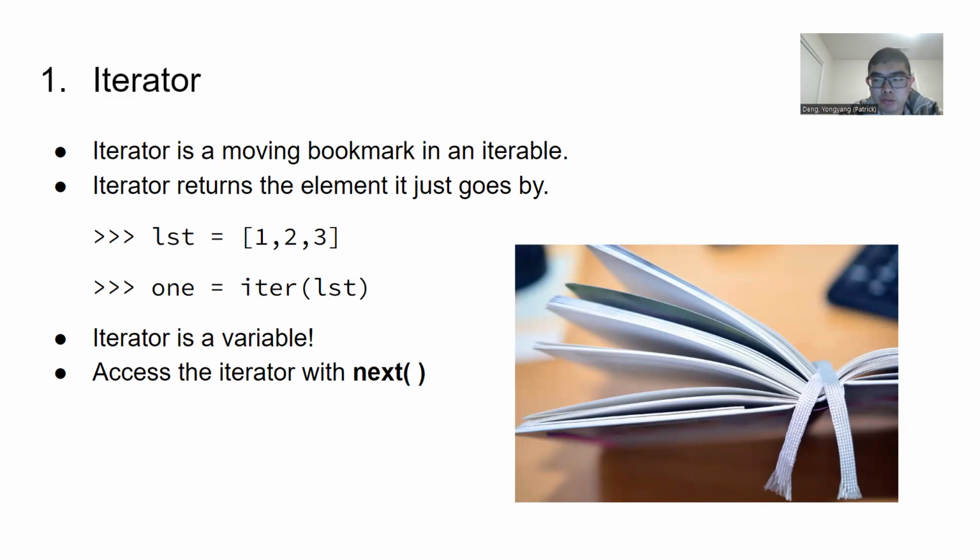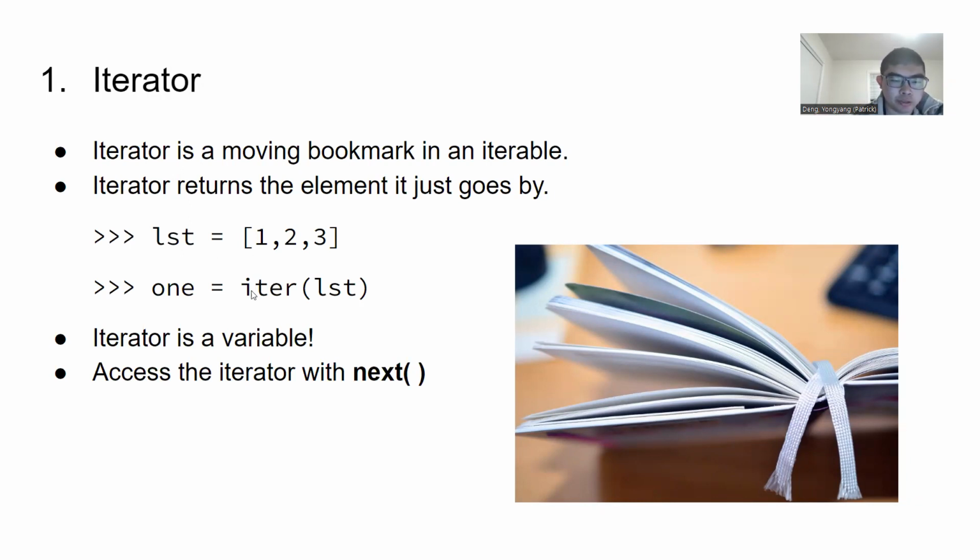Suppose I read from the first page to the 20th page, and then I want to take a nap. Then I will put a bookmark at page 20. Each time you start reading the book again, you start from 20 and then go to maybe 40 or 50, and the bookmark will stop there as well. So suppose the book is a list, an iterable, and the bookmark is the iterator, looping through from the first to the last. So an iterator returns the element it just goes by.